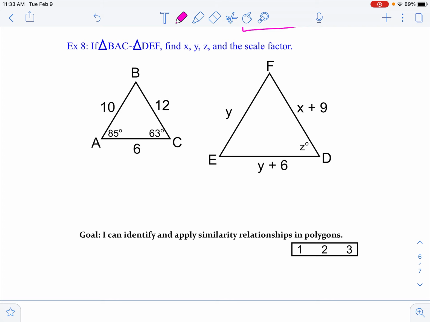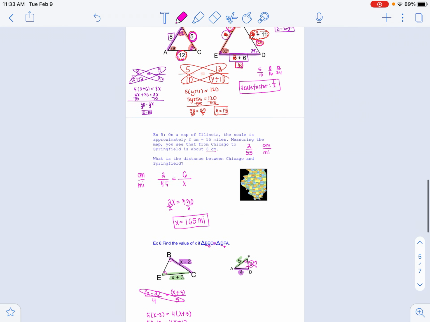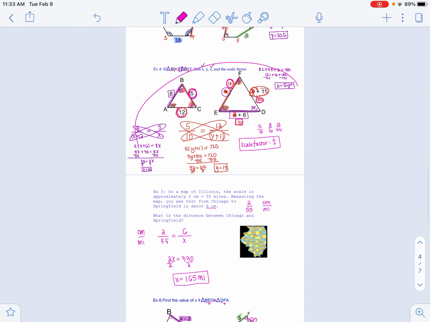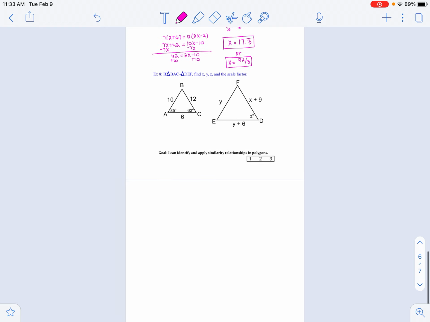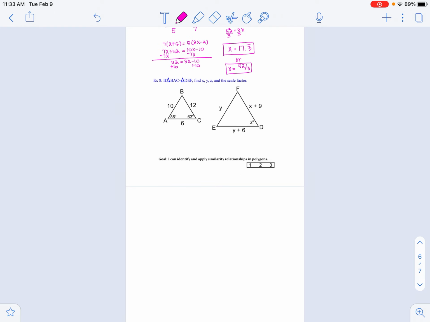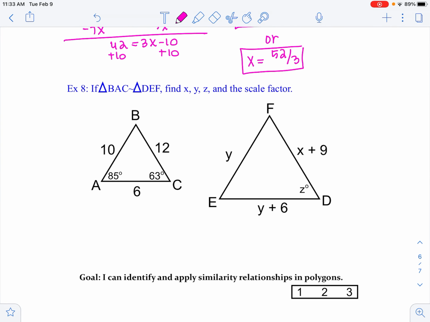Okay, last one, and it is very similar to this example 4 right here that we did. Okay, and this is exactly how it looks like on your test. If triangle BAC is similar to triangle DEF, find x, y, and z and the scale factor.